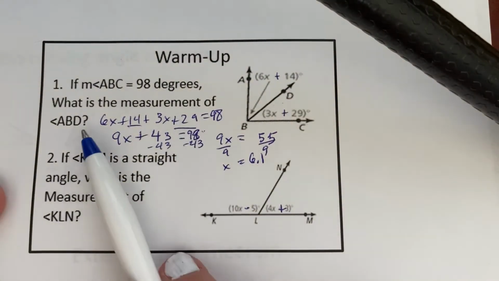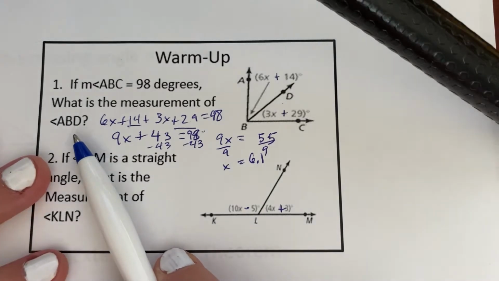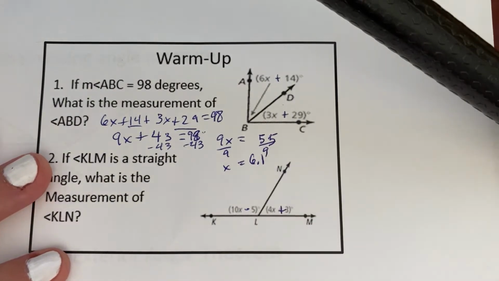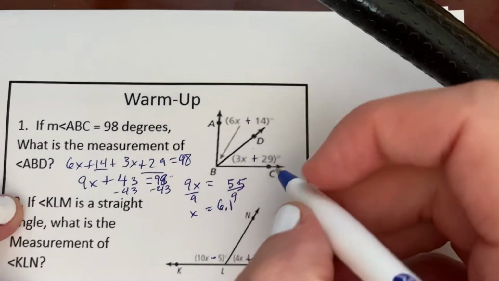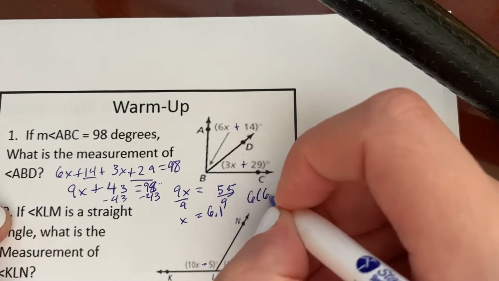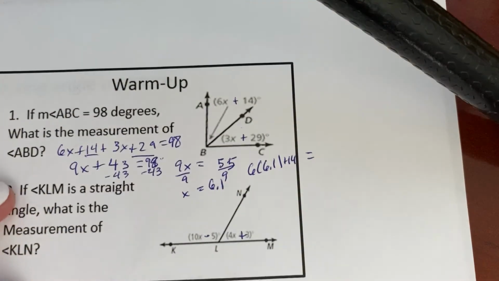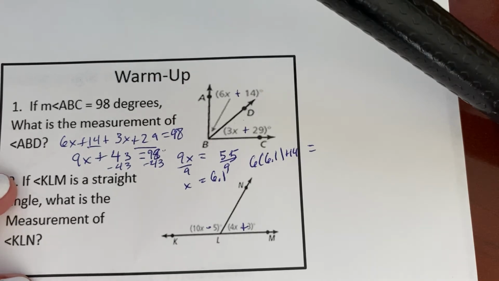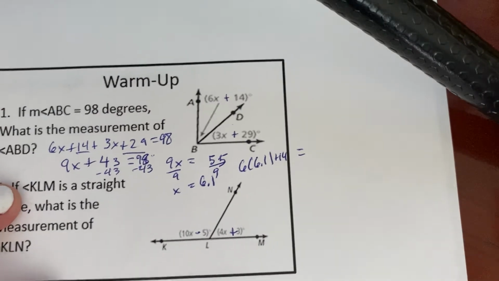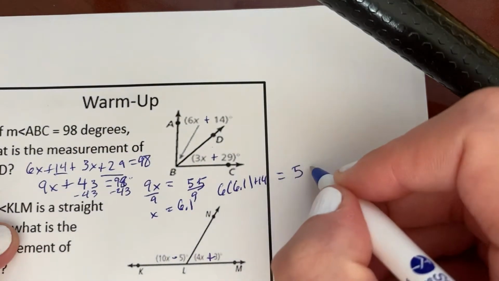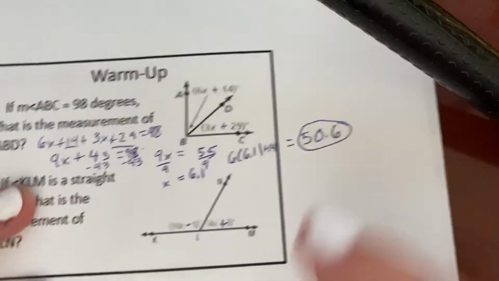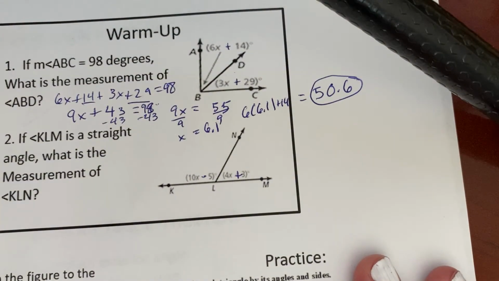Okay, and it says find the measurement of ABD. So ABD is this one. So I'm just gonna plug that 6.1 back in. 6.1 times 6. So we're plugging it in. So 6 times 6.1 plus 14. I'm sorry, I did not give y'all enough room. Then plus 14. All right, it says about 50.6 is our answer.